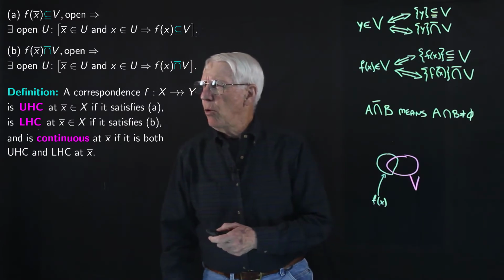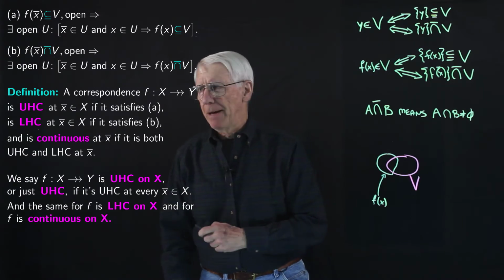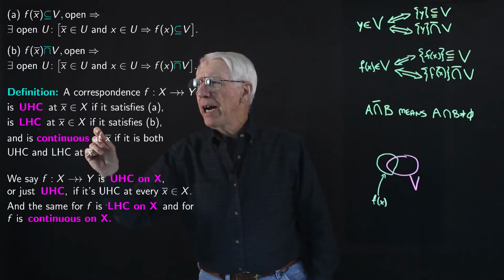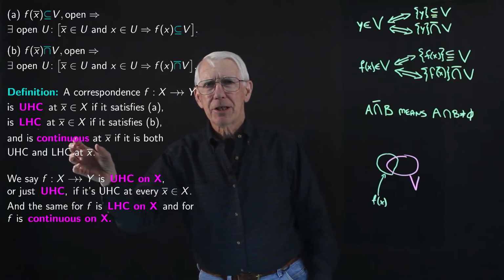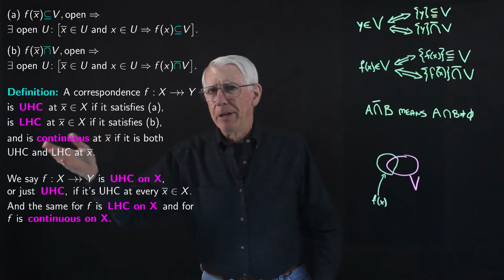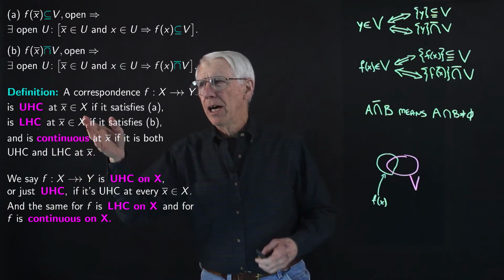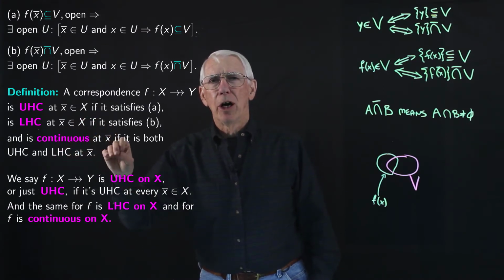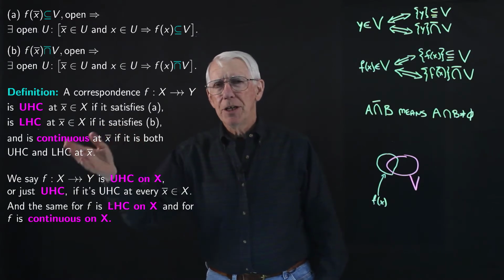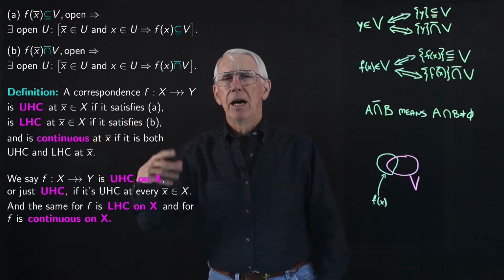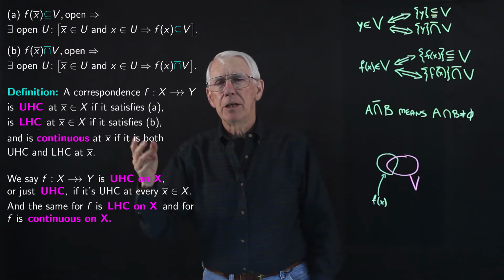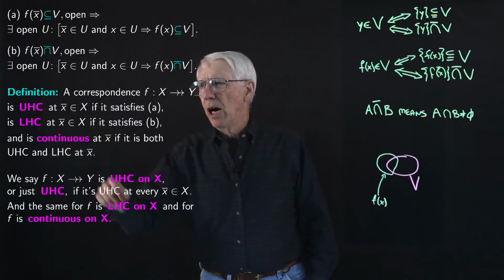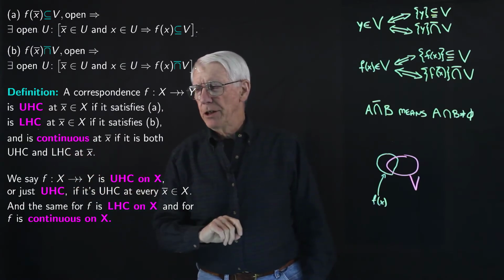Let's just say one or two more things before we look at a couple of examples. So we say that the correspondence F is upper hemicontinuous on the set X, or we sometimes just say it's upper hemicontinuous, implicitly meaning that it's upper hemicontinuous on the set X, if it's upper hemicontinuous at every x bar in X in the domain. And of course, that's just the same as what we do for functions. When we say a function's continuous on its domain, we mean that it's continuous at every point in the domain. And of course, we do the same thing for lower hemicontinuity and for continuity for correspondences.